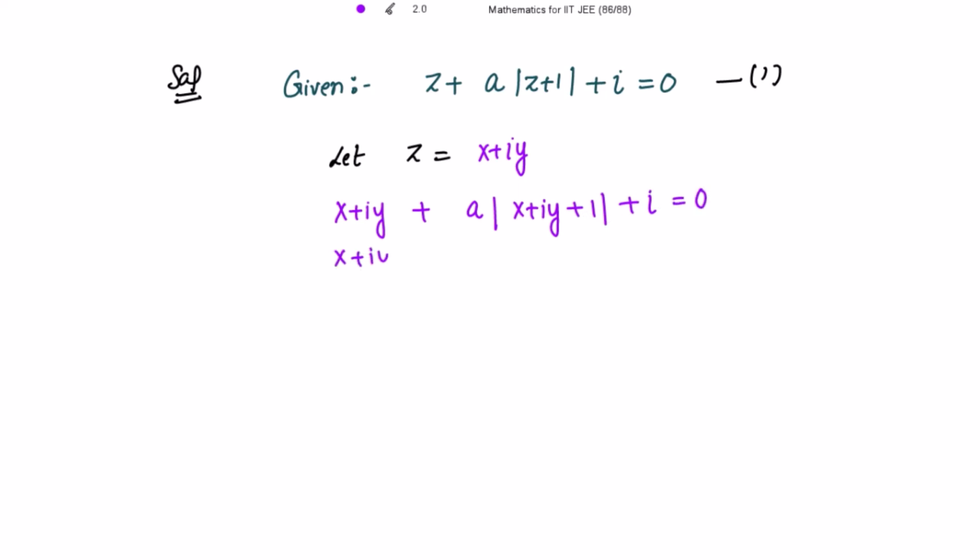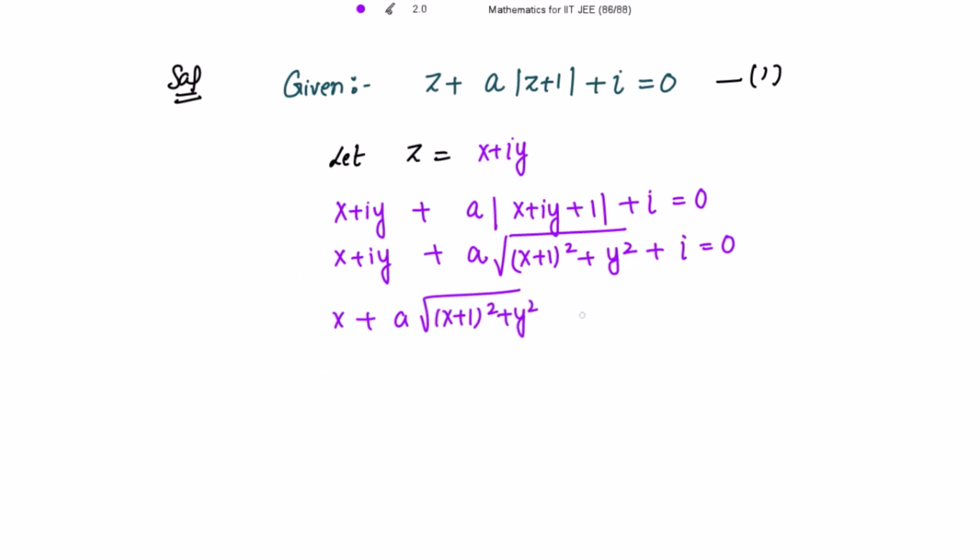Then it is x plus iota y plus a. Alright, modulus of any complex number is square of the real part plus square of the imaginary part under the root, plus iota equal to 0. Collecting the real part, we get x plus a into square root of x plus 1 whole square plus y square, plus iota into y plus 1 equal to 0. I can write this 0 as 0 plus 0 iota, doesn't matter.